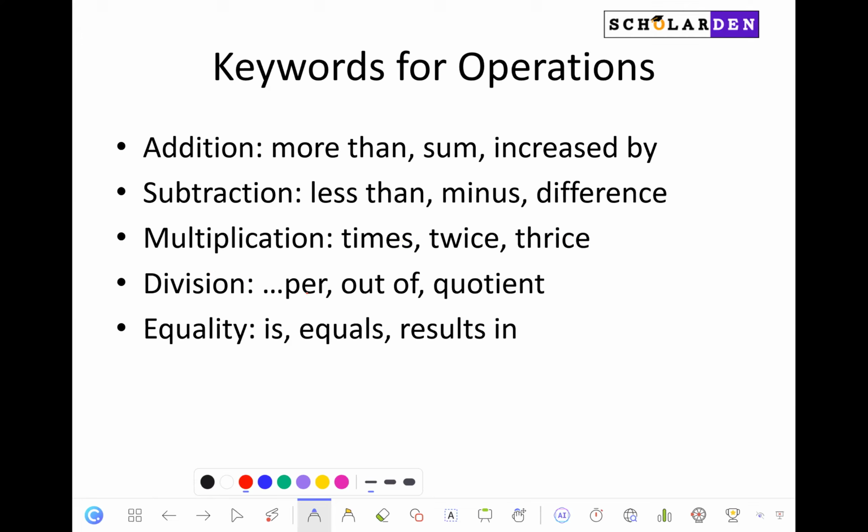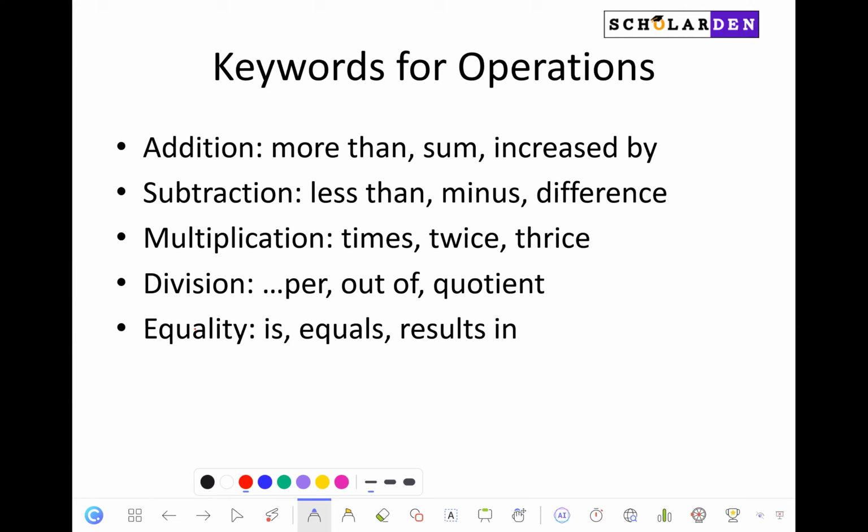And for division, we get per. If two quantities are mentioned and the relationship between the two is being described, it is often mentioned as this quantity per this quantity. For example, in a mixture of things, we say 2 grams of salt per 10 grams of flour, something like that. Or it could also be mentioned as out of, so 3 out of 4 times. So that means that this is a division operation. Or it could be explicitly mentioned as a quotient, okay?